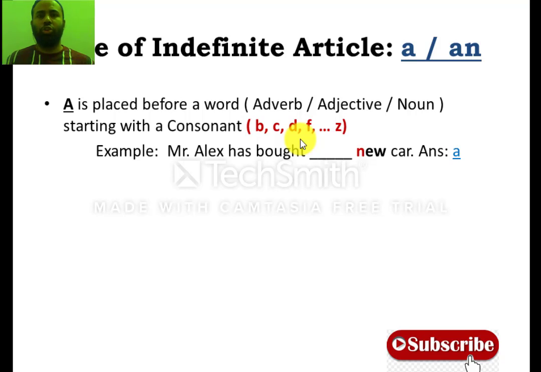My dear student, hope you know well what is consonant. For example, B, C, D, F, Z. These are all consonants, and vowels are A, E, I, O, U. Okay. Example, Mr. Alex has bought a new car. Look, here after the blank is new, and the first letter is a consonant. That is why here you have to use a.